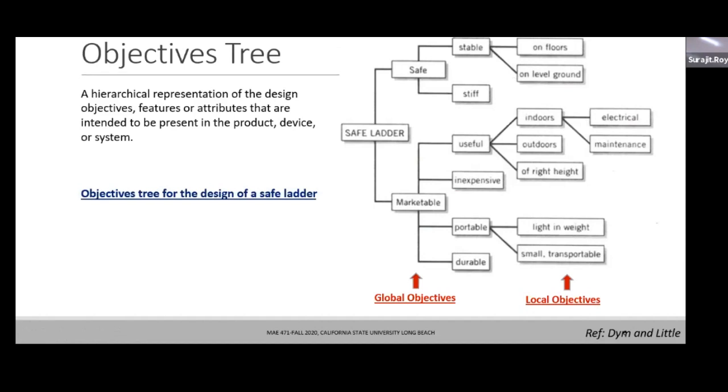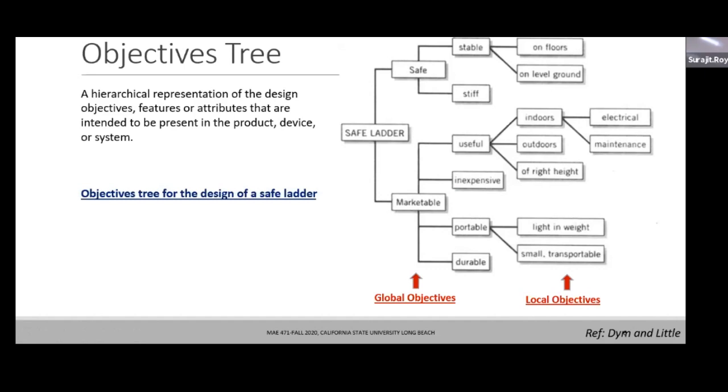Now, when we were doing the exercise of finding the design objectives, we did not create any such tree structure, but we kept on asking questions and brainstorming together and finding out the list of desired attributes. So just writing those lists itself is the starting point. And then when you arrange them in a tree-like structure where the global objectives come first and the local objectives come later, that becomes an objectives tree.